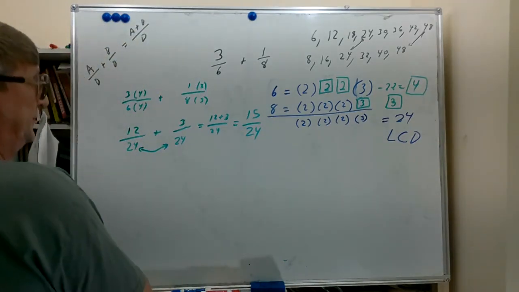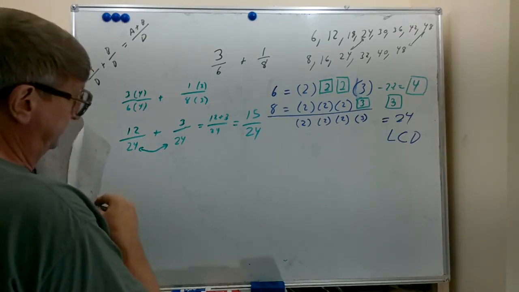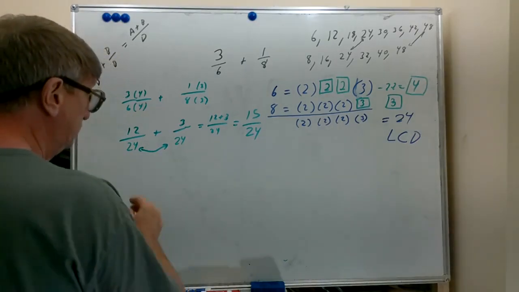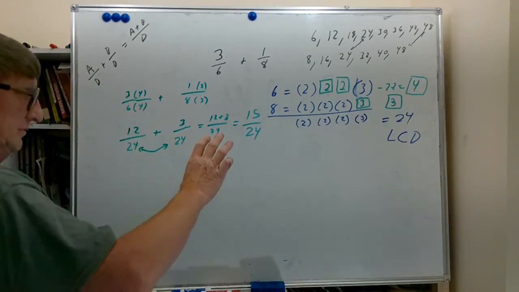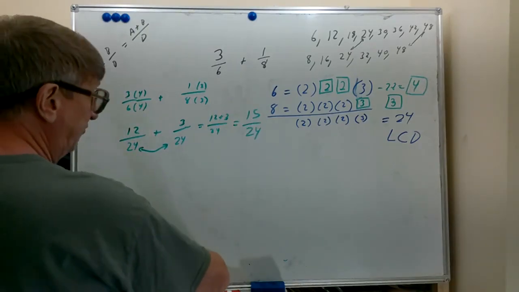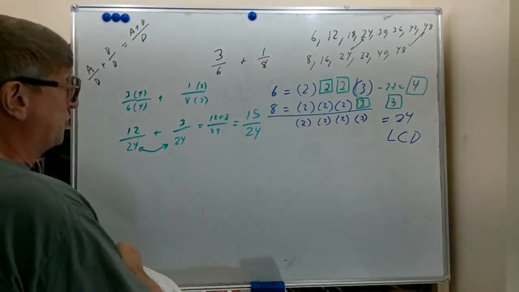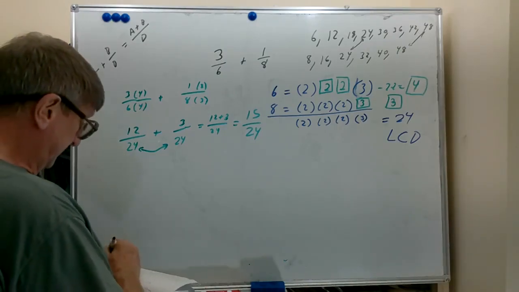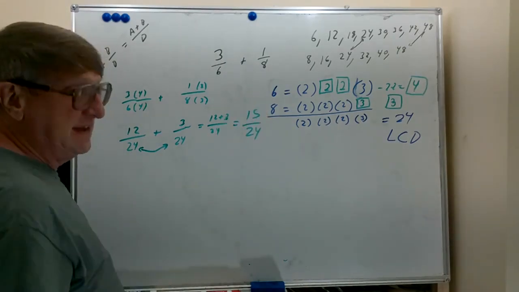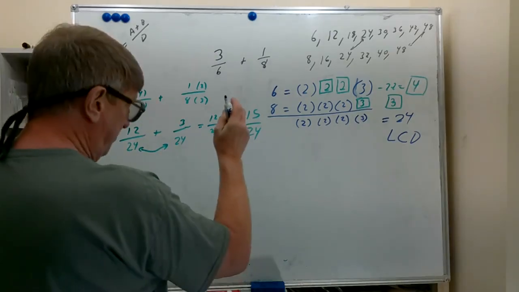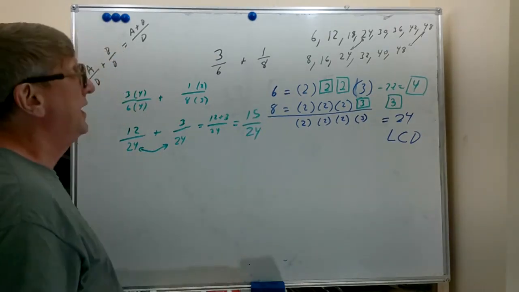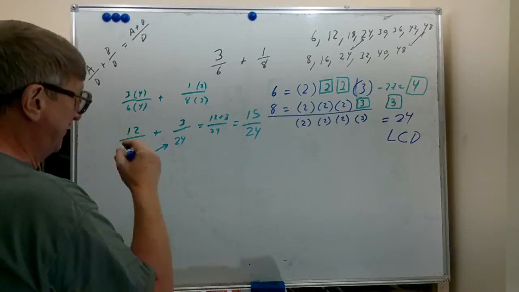Now, it's always desirable to put the answer in least terms. You probably already see that 15 is divisible by 3, and 24 is also divisible by 3. So we can do this.